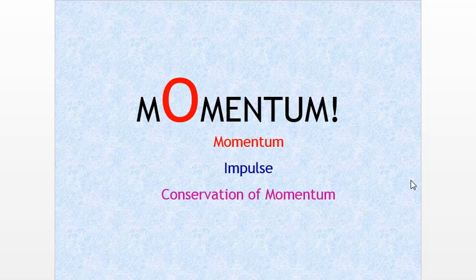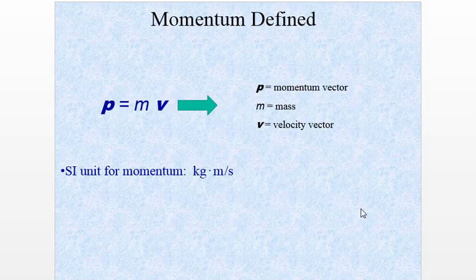Today we will learn about momentum: momentum, impulse, and conservation of momentum. As we know, momentum could be defined like this. This is the equation for momentum: p is equal to m times v. p is momentum, m is mass, and v is speed or velocity.